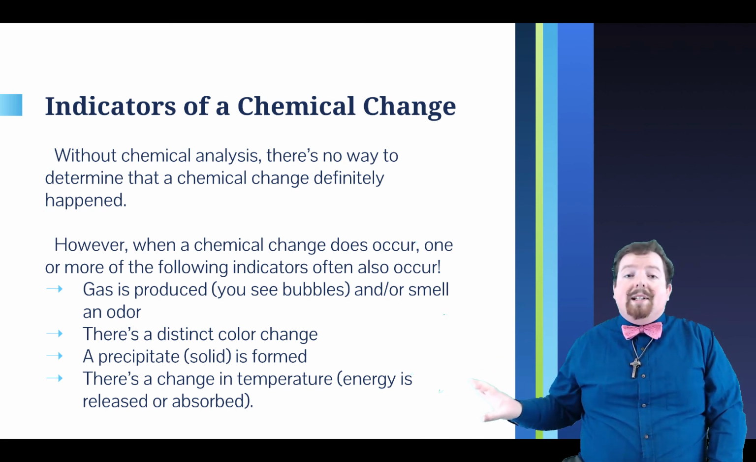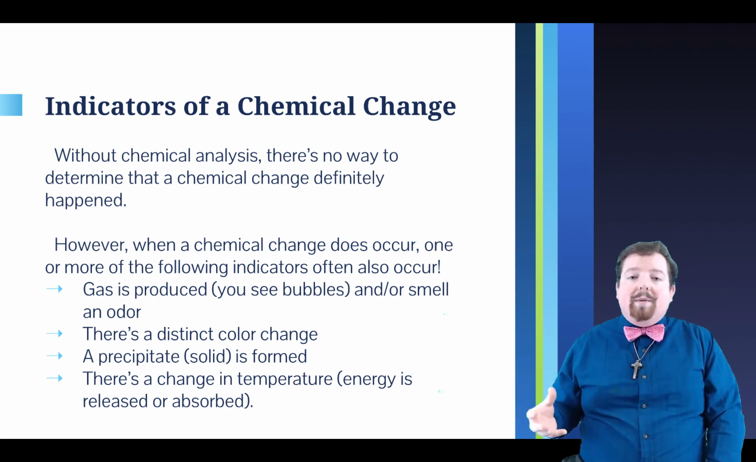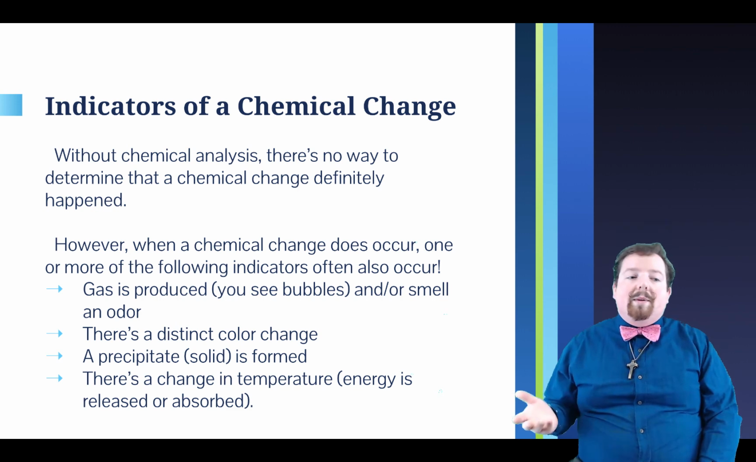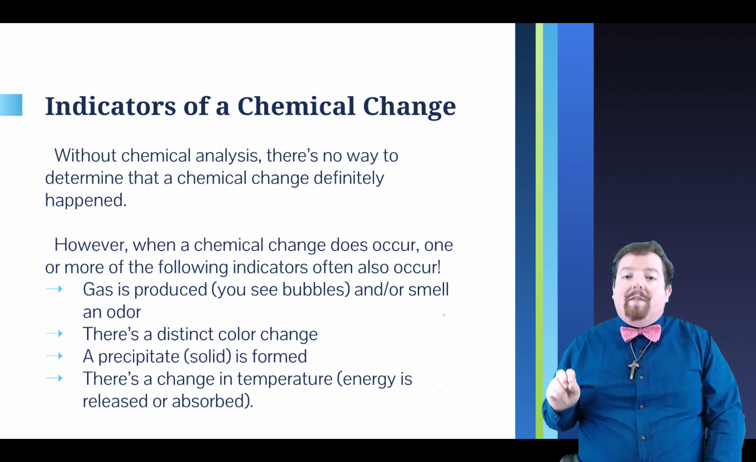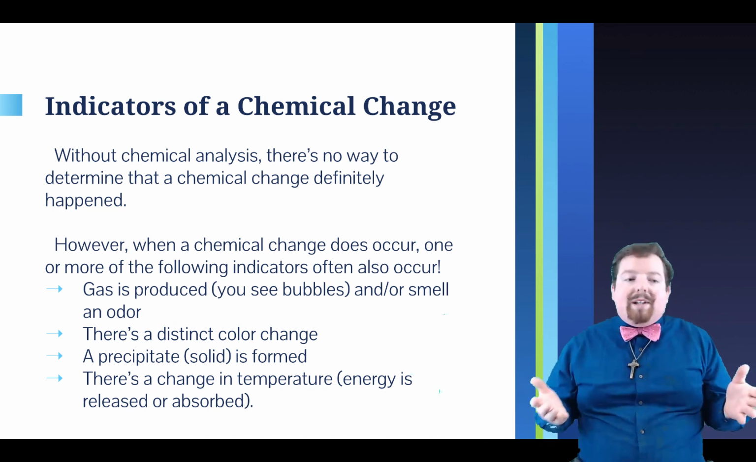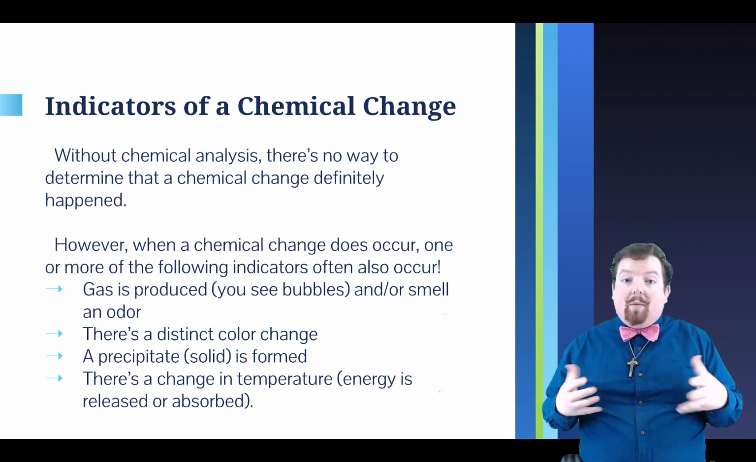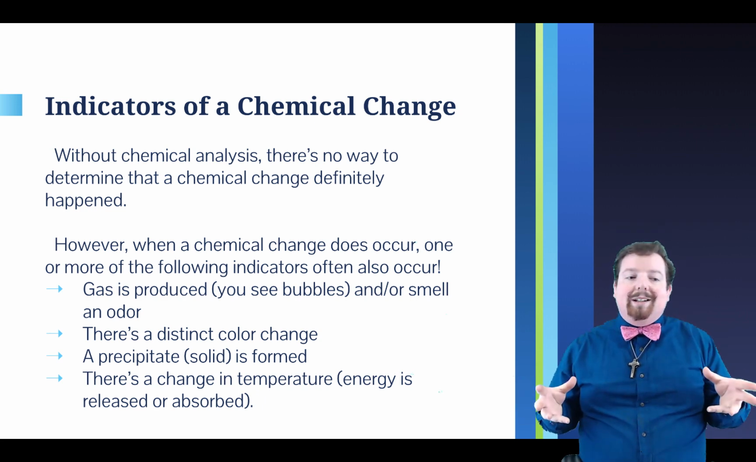Anytime a precipitate or a solid is formed, so you mix maybe 2 clear liquids together and a yellow solid falls to the bottom, that is an indicator that a chemical change happened. And of course, anytime there's a temperature change, anytime we either absorb or release energy and it changes the temperature, that's a good indicator that a chemical change has occurred.